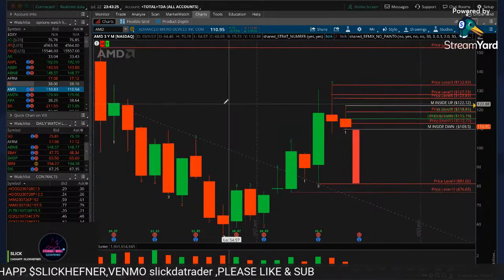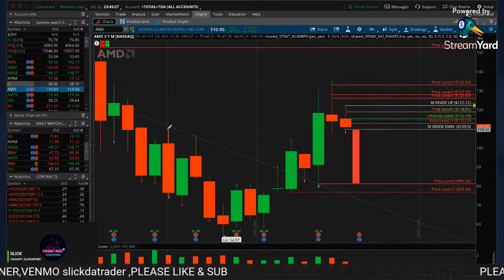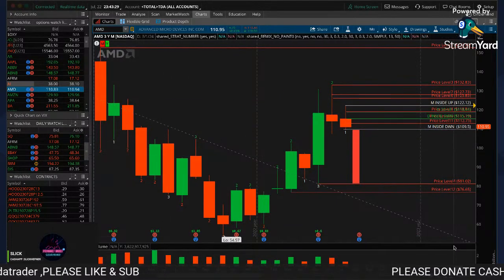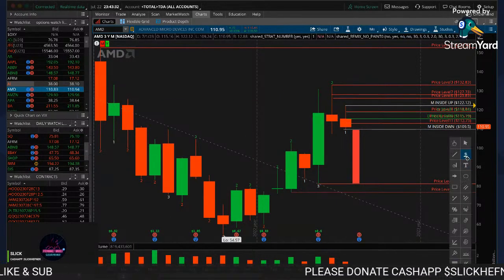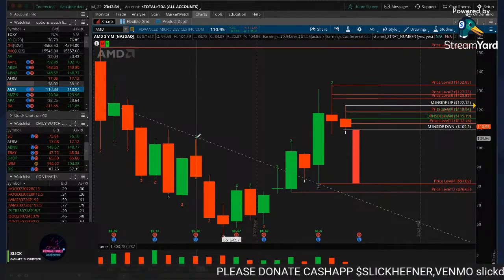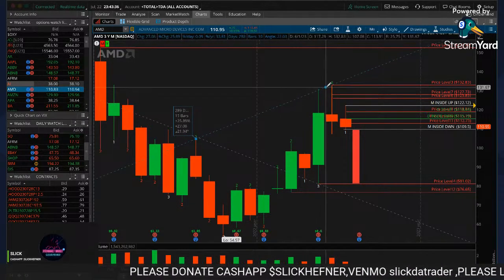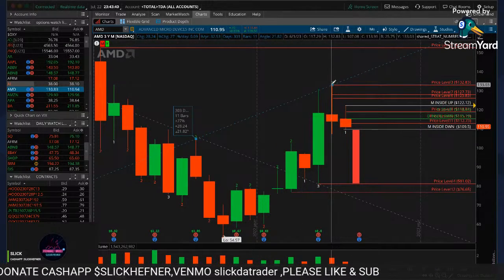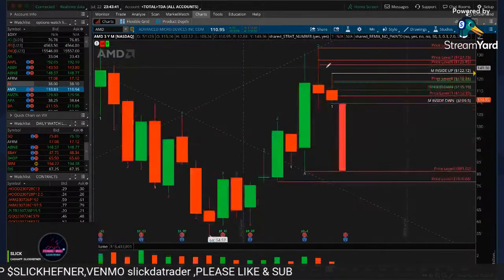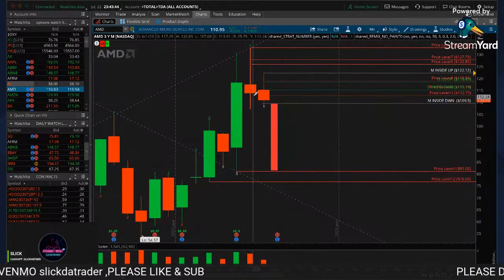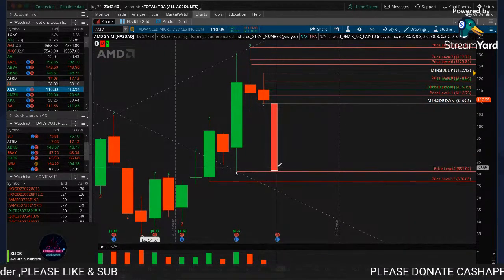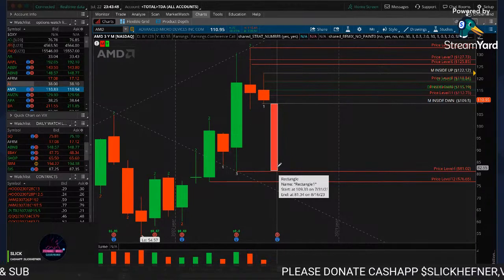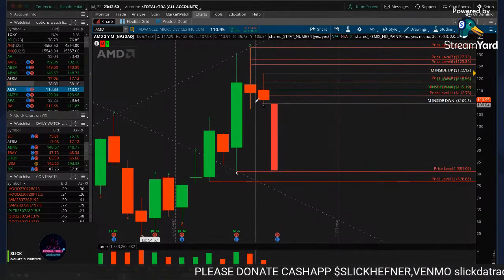So we will find the broadening formation for this, which will be here. There we go. Here to here, and there you go. Right, that would be your broadening formation. That's on the monthly. So you would have a 2-2-2 continuation to the downside. That's simple. Inside candle, hammer on a month.